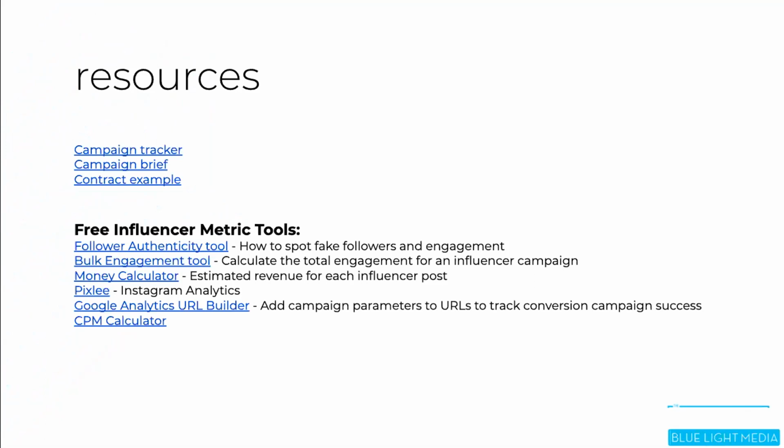We did include some resources for anybody that signed up for the webinar. You're going to get this deck. You're also going to get a template for a campaign tracker, the guidelines for a campaign brief, and a template for a contract as well. So we're doing a lot of the legwork for you here. In addition to that, you'll also find some free influencer metric tools, like how to get the follower authenticity, the bulk engagement tool, a money calculator, and other ways to get Instagram analytics. And as Karlie said, we did include the URL builder and also a CPM calculator. So you're going to have all of these resources to start launching your campaign.